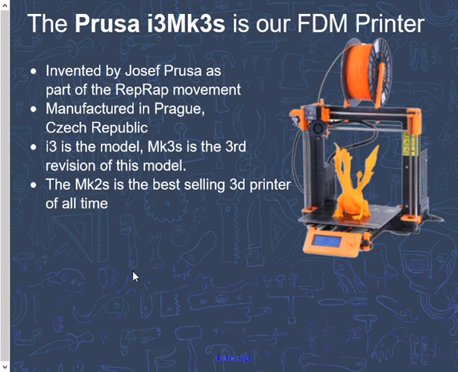The i3 is the model, so this type of 3D printer is called the i3. The Mark III is his third revision of that model, so this is kind of like 3.0 of this type of printer. And then the S just means the newest version of that third revision. It's kind of like the model number. It tells you how updated it is and how modern it is.